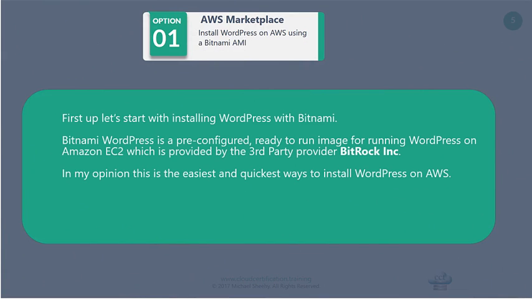Okay, option 1 is installation of WordPress on AWS using a Bitnami AMI. And as I stated before, it's a pre-configured, ready-to-run image for running WordPress on Amazon EC2, which is provided by the third-party provider Bitrock Inc. And in my opinion, it's the easiest and quickest way to install WordPress on AWS. So if you're a beginner, I think you're going to really like this way to install WordPress on AWS.